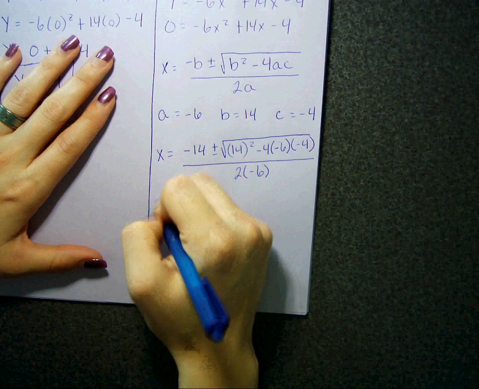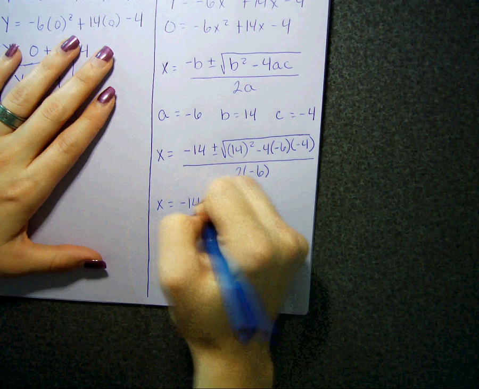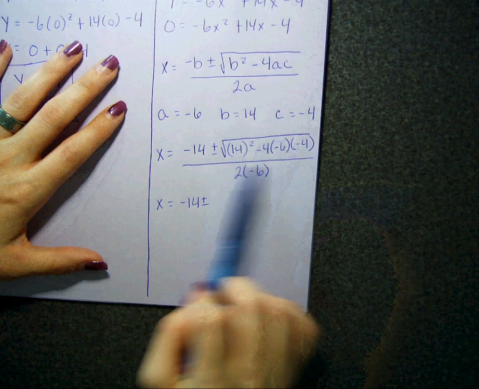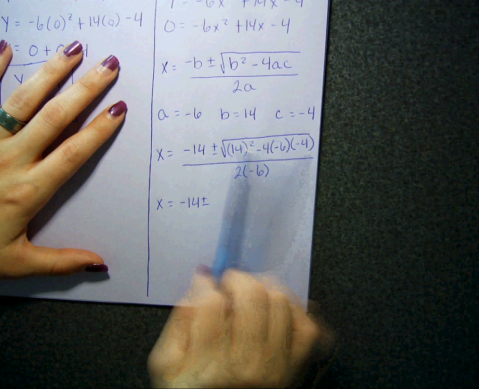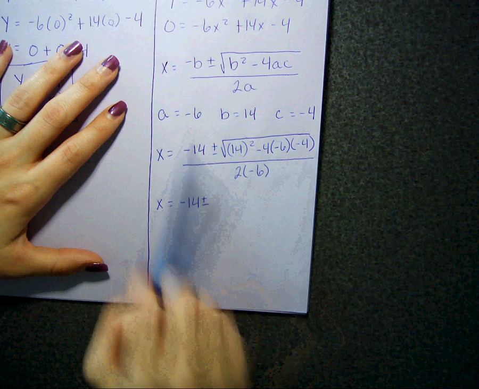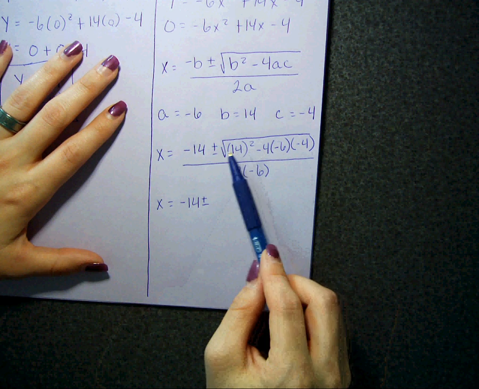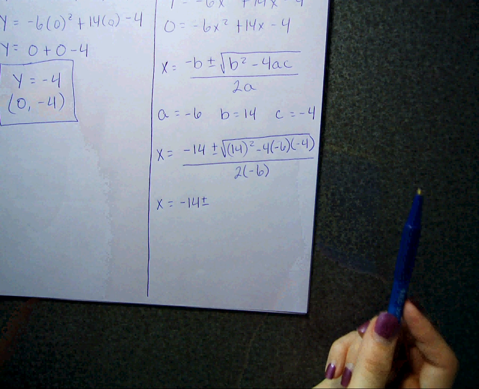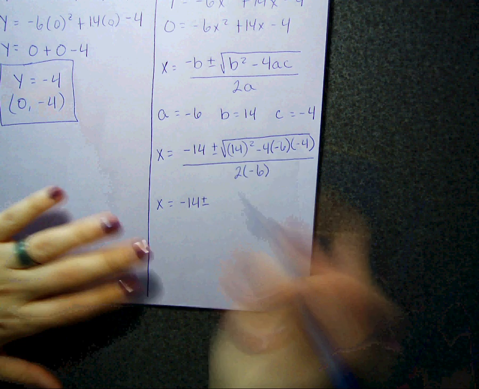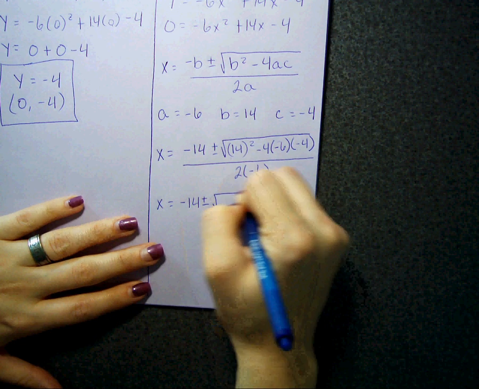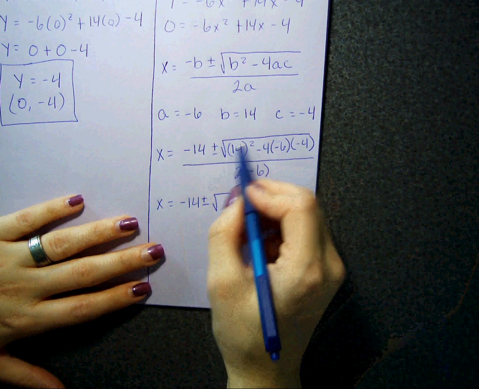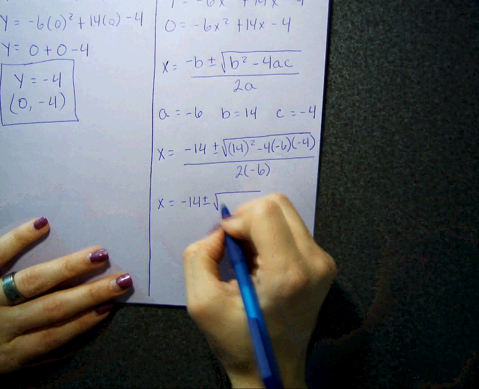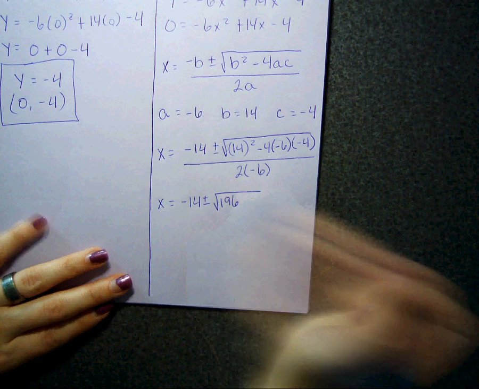I have x equals negative 14 plus or minus. I'm going to start on the inside of my square root and simplify that first. The rest of it's fairly straightforward. But let's figure out what I have underneath the square root and then simplify it so we can reduce. So I have the square root of 14 squared. If you're not sure what that is, go off to the side and multiply, but 14 squared is 196.